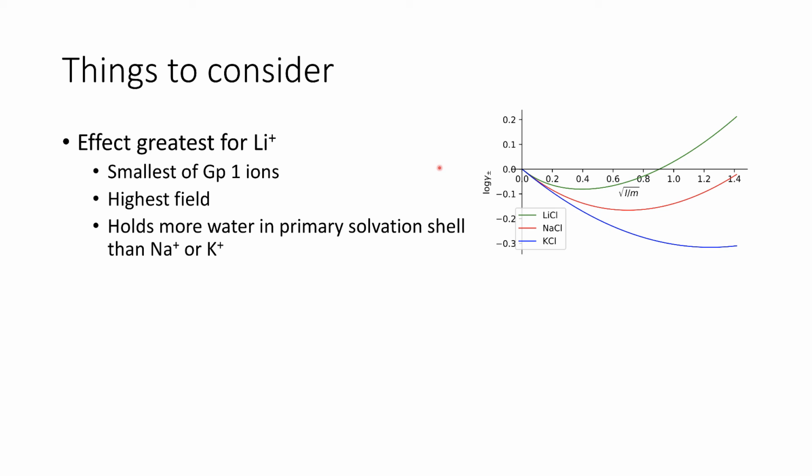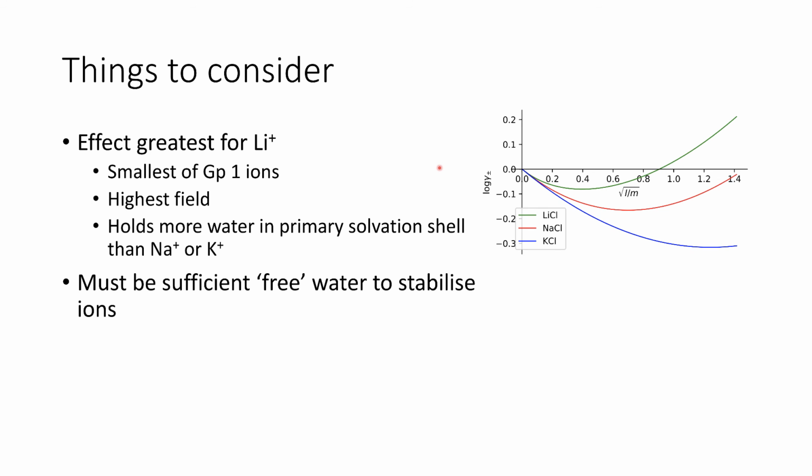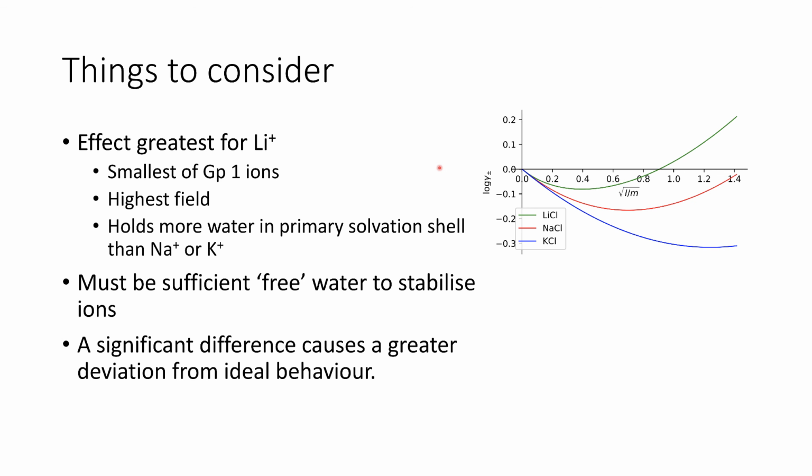But remember, for any of this to work, we need to make sure there's sufficient free water. Remember, water not tied up in solvation shells, because that's required to stabilize our ions, because it forms an intrinsic part of ionic atmospheres, letting those ions freely move around. If there's a significant difference in the amount of free water available, that causes this great deviation from ideal behavior. And we see this most for lithium chloride and less for others, but we still see the presence of this deviation caused by that change in activity of the water.